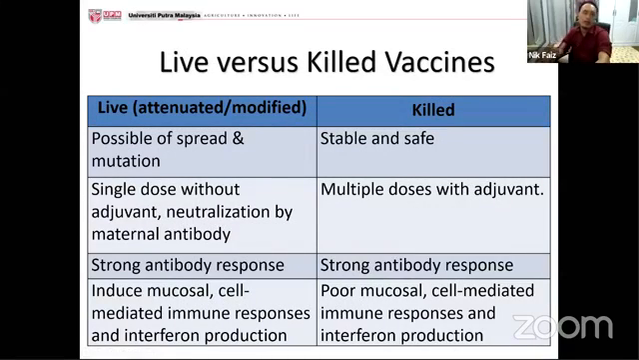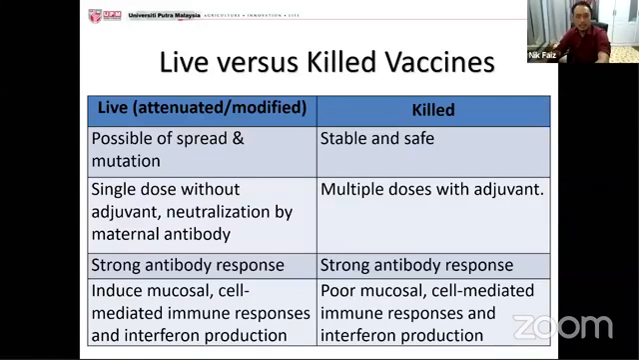For this, all of you may have known this, the comparison between live and kill vaccine. How do we decide whether to use kill or live vaccine? The advantages and disadvantages. Live vaccines are more possible to spread and mutate, and kill vaccines are much more stable and safe. With live vaccines, you can give a single dose without adjuvant, but there is neutralization by maternal antibodies. For kill vaccine, you will need to use adjuvants, and some of them you will need multiple doses. Both of them will produce a variety of antibody responses.